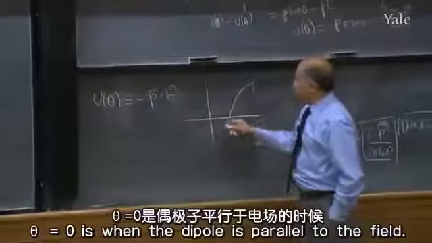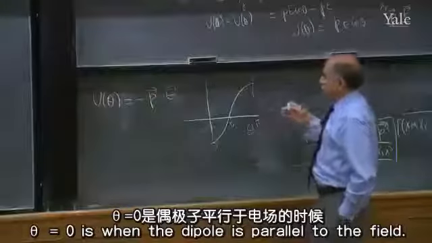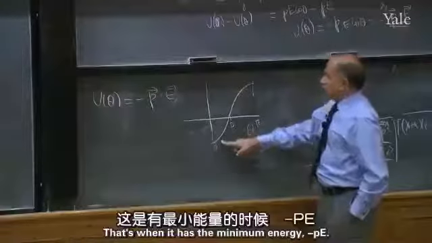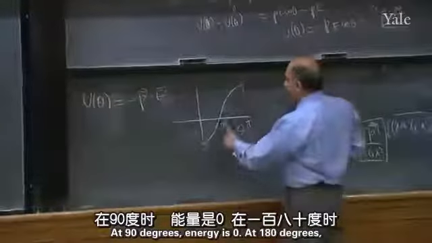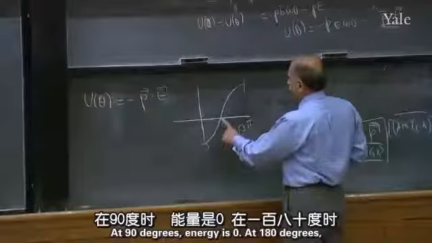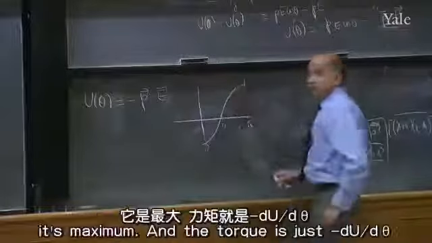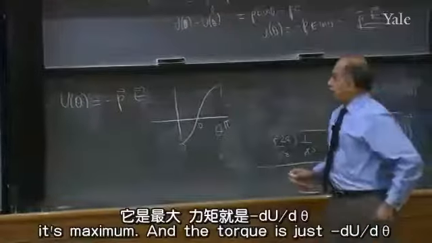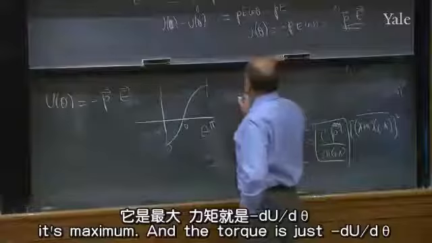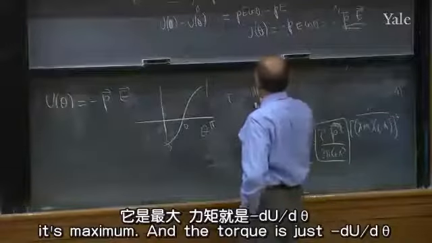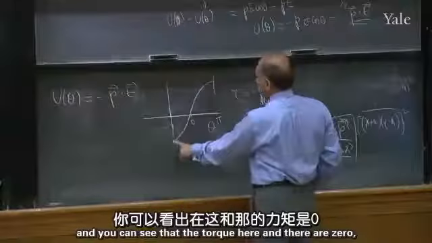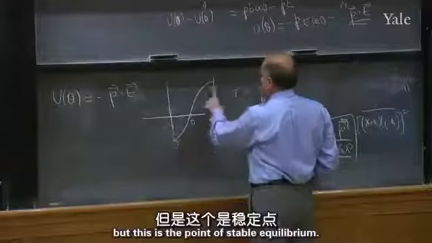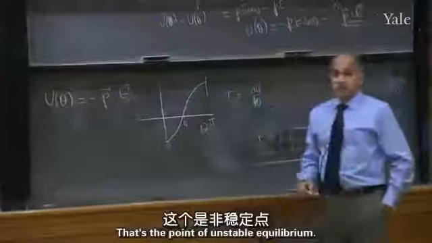Theta equal to 0 is when the dipole is parallel to the field. That's when it has the minimum energy, minus PE. At 90 degrees, energy is 0. At 180 degrees, it's maximum. And the torque is just minus dU d theta. And you can see that the torque here and there are 0. But this is the point of stable equilibrium. That's the point of unstable equilibrium.